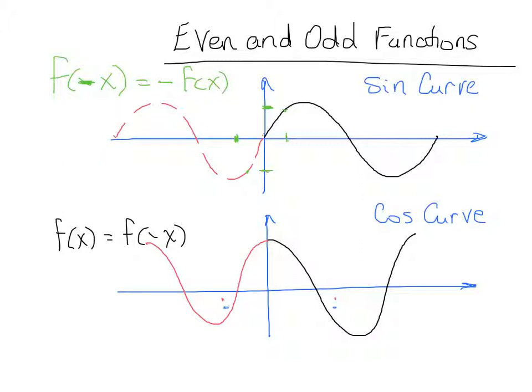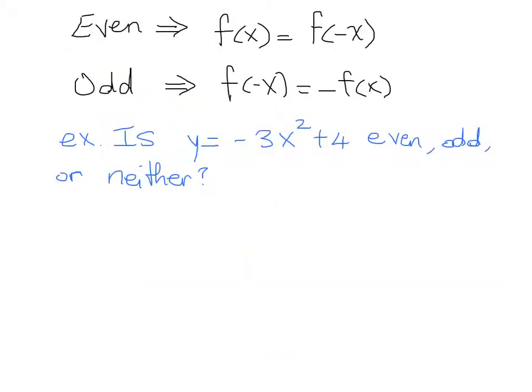So that's what it looks like visually, but let's see how to figure out if a function is even or odd or neither algebraically. Okay, so there are two ways to determine whether or not a function is even, odd, or neither. The first way is the way that we looked at just now. So if the y-axis is a perfect mirror, then it's going to be even.